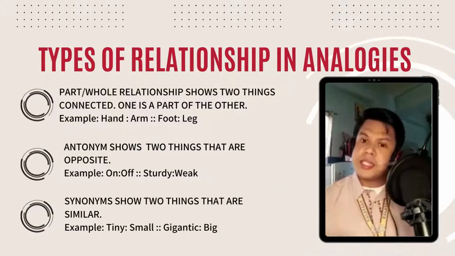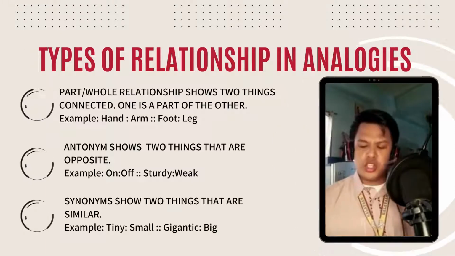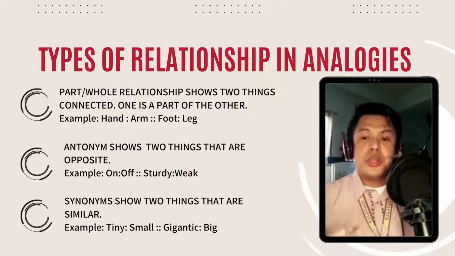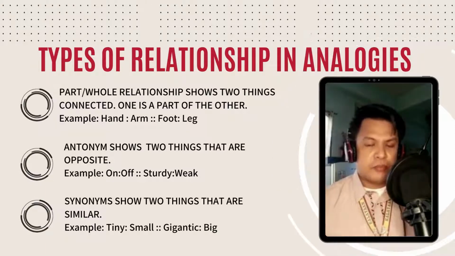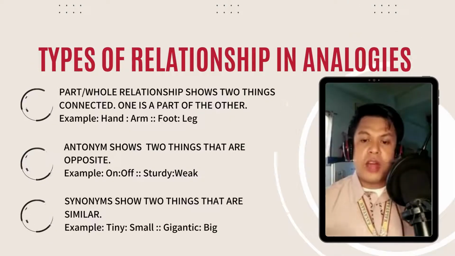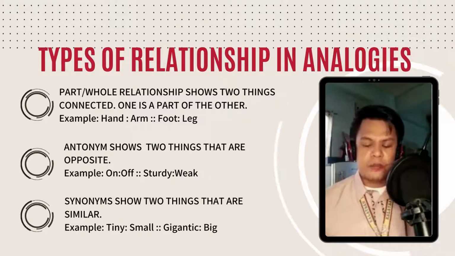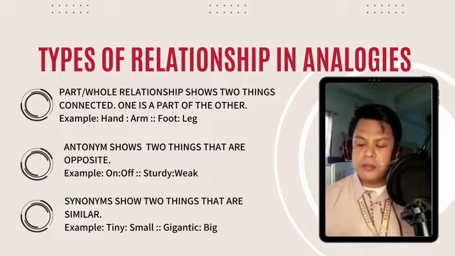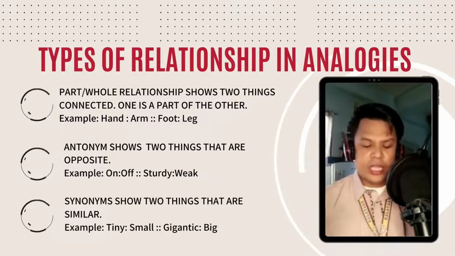The first one is part or whole relationship. It shows two things are connected. One is part of the other. For example, hand is to arm and foot is to leg.